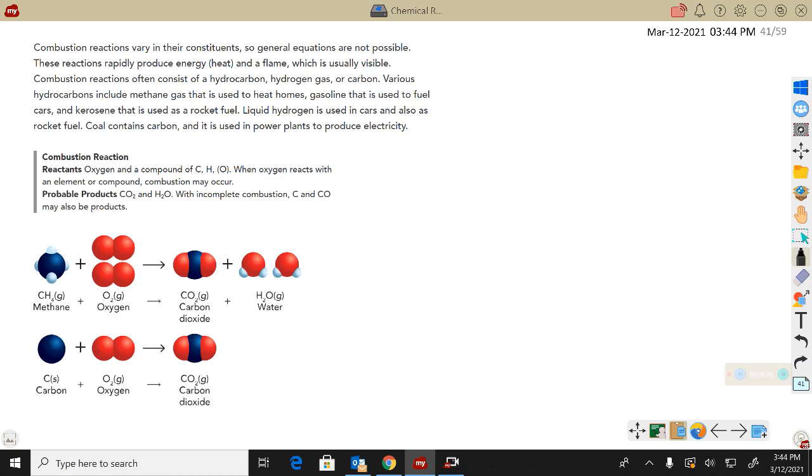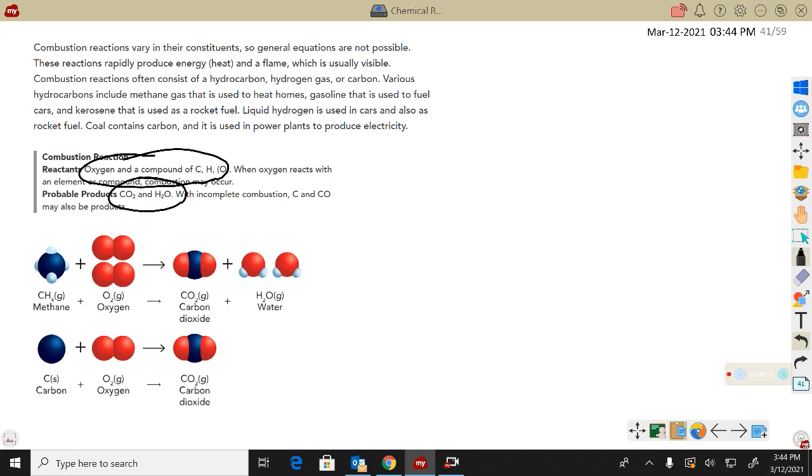And then finally, our combustion. Most combustions will have some kind of a carbon compound reacting with oxygen. The products are always the same. The products are carbon dioxide and water.